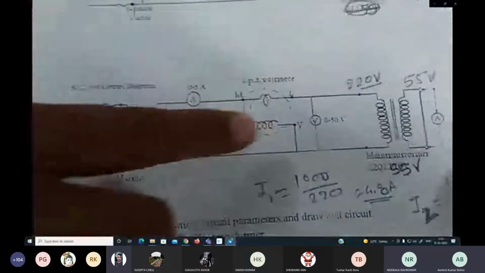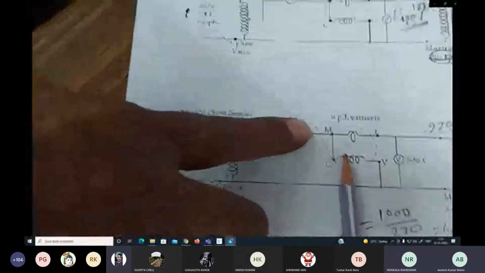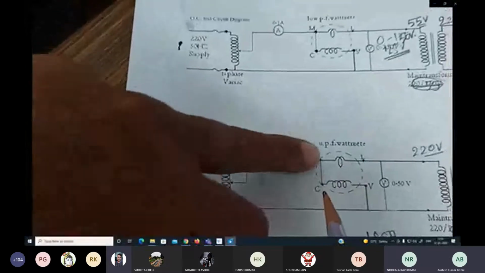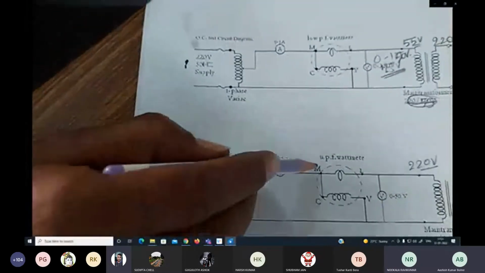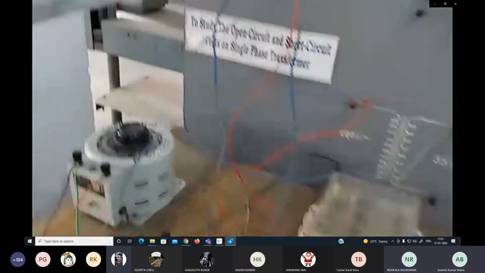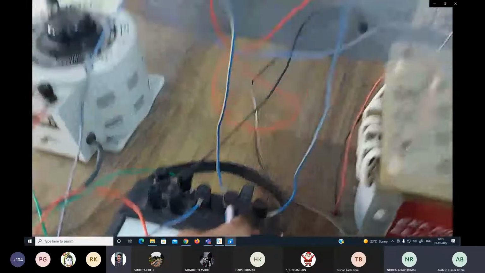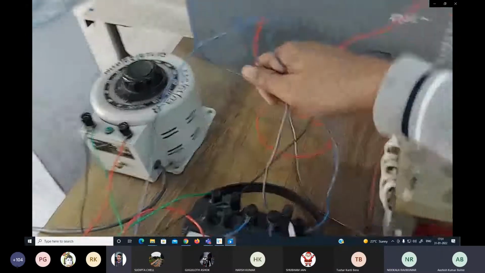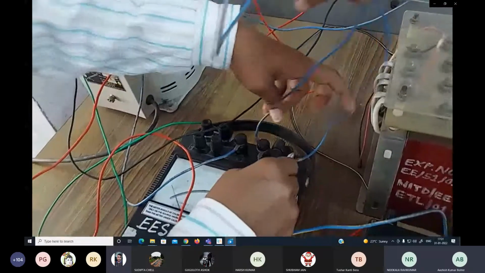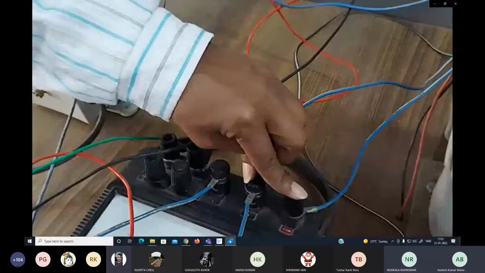And now, point to be noted that M and C points are not connected directly for the wattmeter, so we need to short them. So that's why we have connected the C, meaning the common point of the wattmeter. C is connected by one wire. This wire is taken as a longer one. We can use a short wire also, that is also possible. So M and C are shorted.